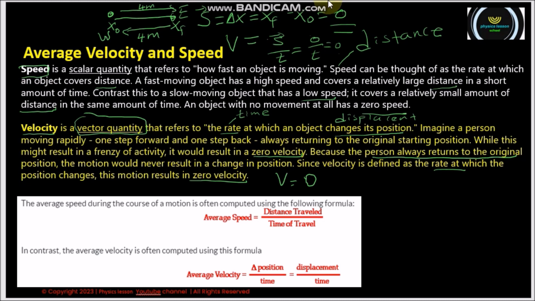So let's see the formulas. The average speed is calculated by distance traveled over time traveled, and for average velocity we calculate the change in position per time, or displacement over time. Good.